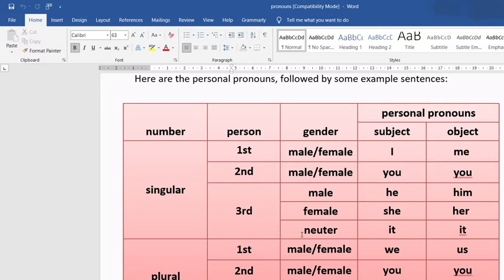Then comes the second person plural, which is male or female or both. It is again you. You denotes both singular and plural, and at the same time male or female. All these things are hinted by you. This is a master word in pronoun. Now third person male, female or neuter, for all these things we write they or them.